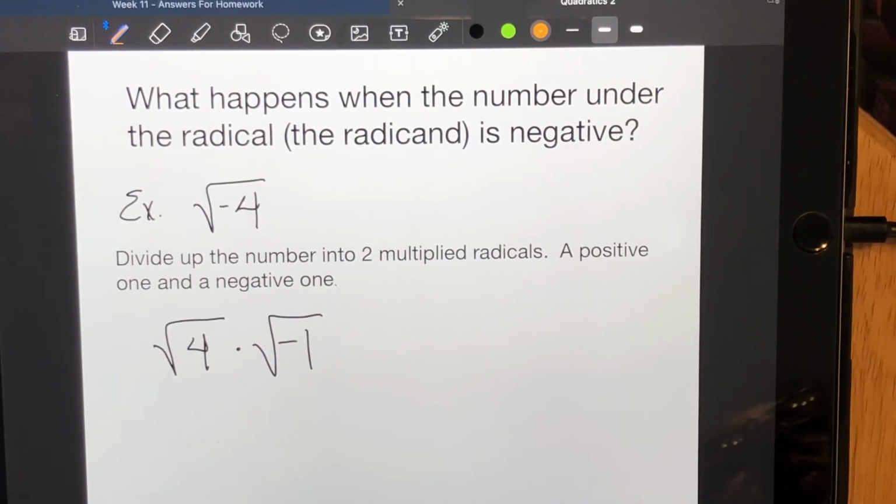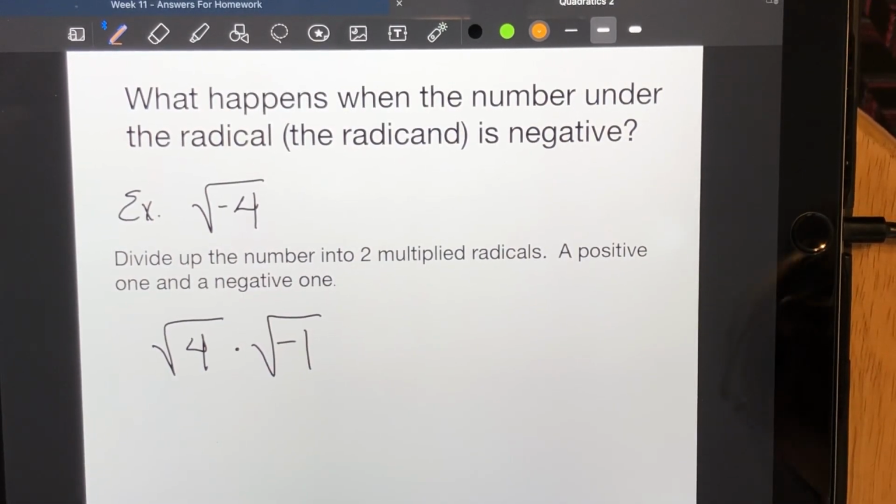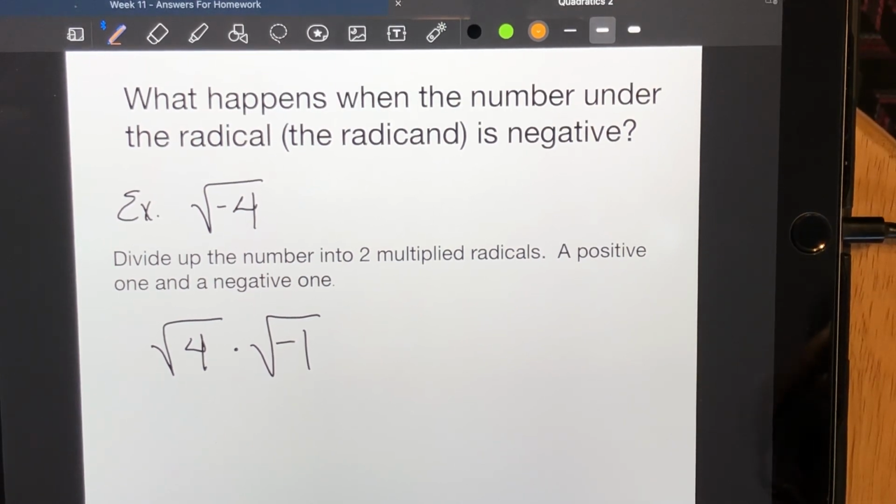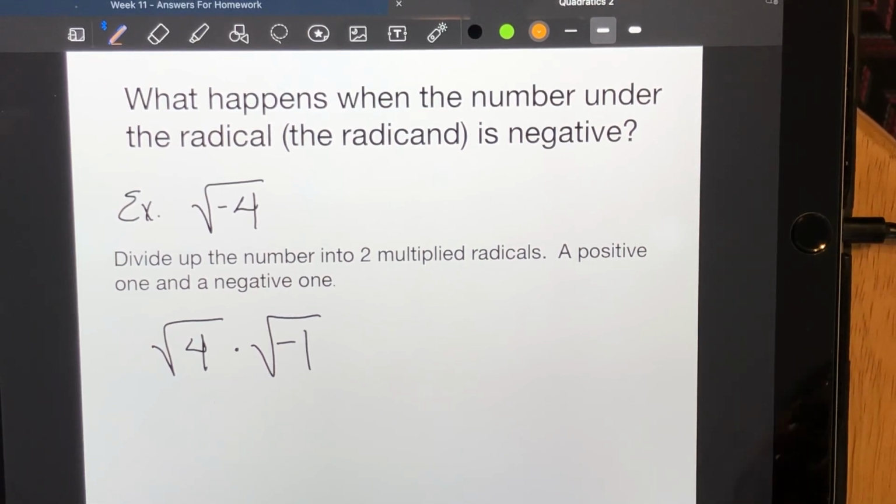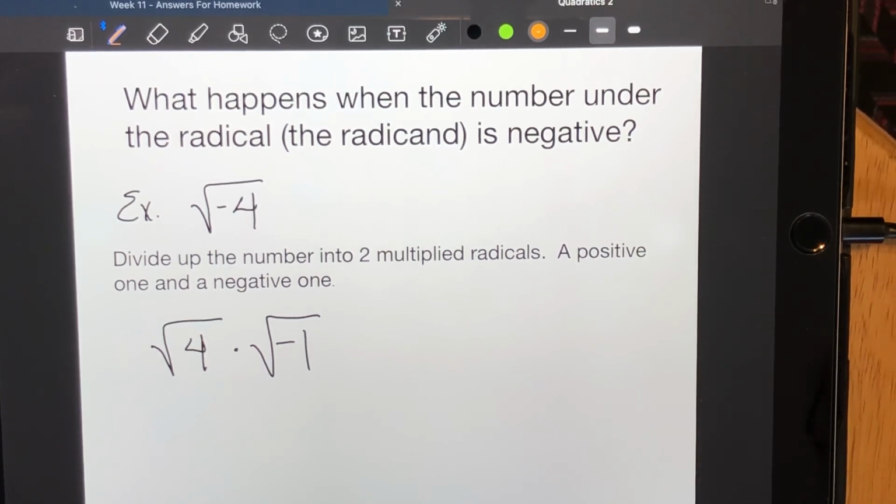So one of the things that we get to ask ourselves then is, what happens when that number, the radicand, the number underneath the radical, is negative? Well, that poses a problem, because as we learned at the very beginning when we were talking about real numbers and rational and irrational numbers, when we end up with that negative sign, we end up with things that are irrational and imaginary. So we're adding a whole new term in there.